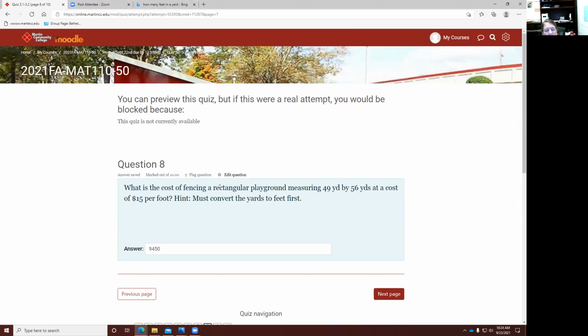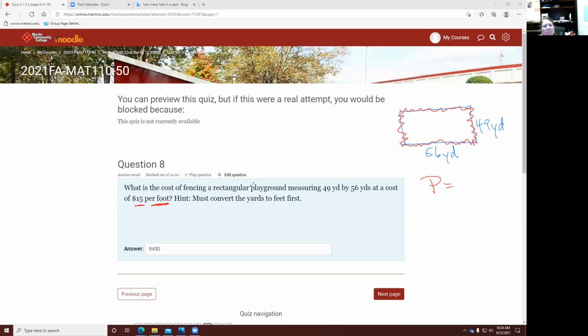What is the cost of fencing a rectangular playground? So I'm going to draw my rectangular playground that measures 56 yards by 49 yards. And we want to fence this in. So we're talking about the outside of this. We're talking about fencing this, which would be what? Is that area or is that going to be perimeter? Well, the outside is perimeter. So we're talking about the perimeter of this at a cost of $15 per foot.